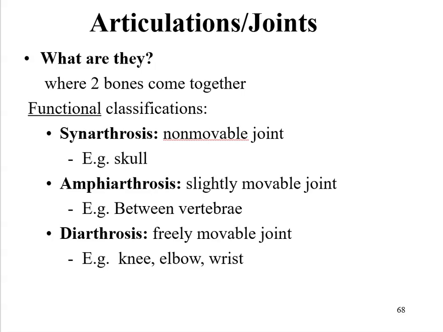Functional classification includes three categories: synarthrosis, amphiarthrosis, diarthrosis. Synarthroses are non-movable joints that don't permit the articulating bones to move against each other. An example includes the suture joints of the skull. Syn means without, so without movement.